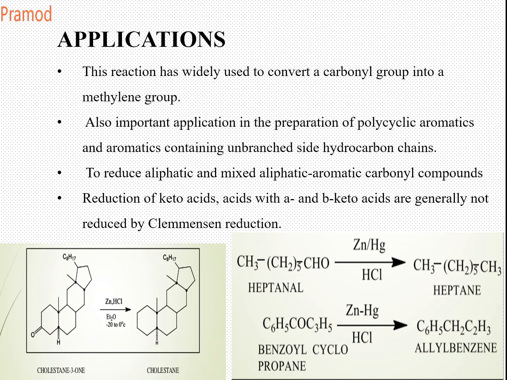Now what is the application? Widely, conversion of your carbonyl group into your methylene. It is an important application in the preparation of polycyclic aromatic and aromatic-containing unbranched hydrocarbons. So in Haworth synthesis it is used. It reduces aliphatic and mixed aliphatic-aromatic carbonyl compounds to their corresponding methylenic group.